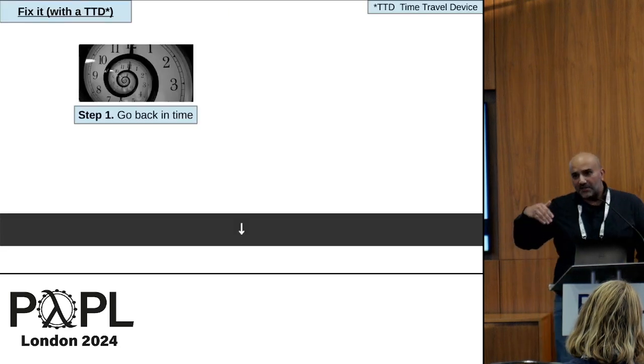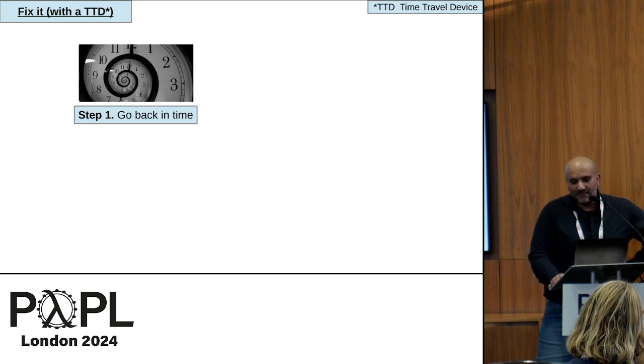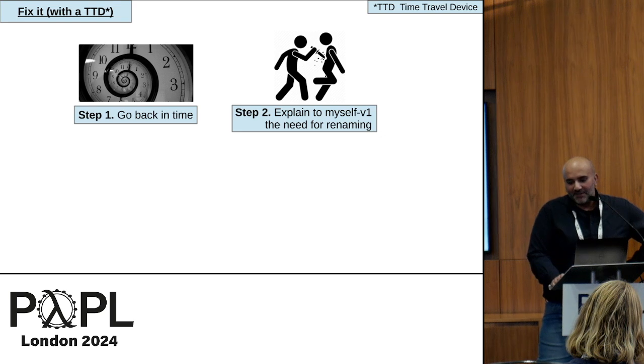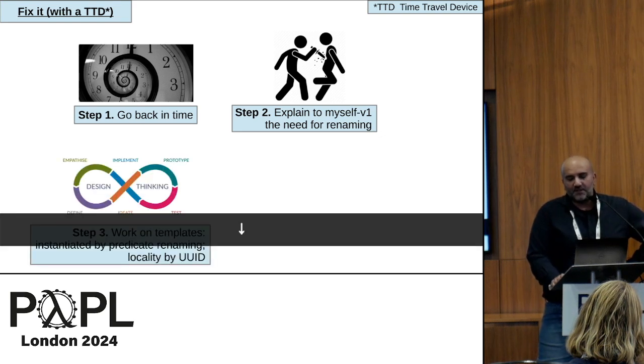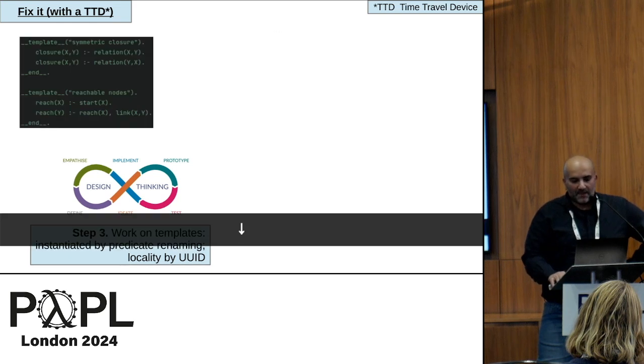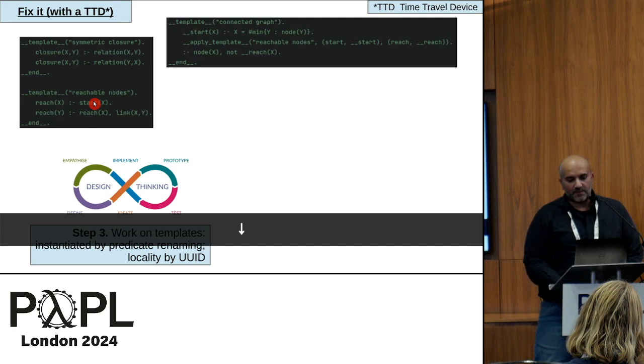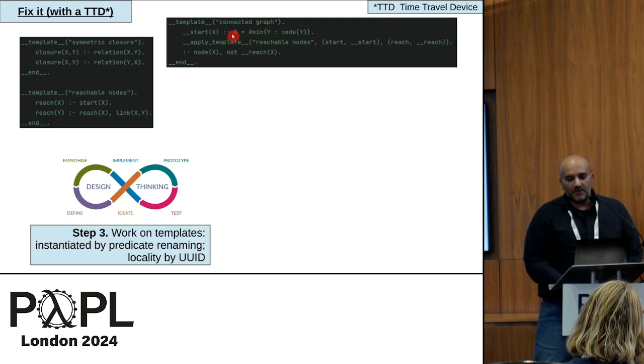So let's go back to the problem of the spanning tree. To fix this problem, you need a time travel device to explain to myself that something is not working, that we need the notion of template, predicate renaming, locality of symbol, and how to obtain this. And then maybe you can come up with some starting templates and say, okay, symmetric closure we already wrote several times, so maybe it's better to define a template. Reachable nodes, why not? We are using it several times. The notion of connected graph: maybe you need a starting node, this is going to be isolated. Then you need the reachable nodes, which you compute from this starting node in a hidden symbol, reach. And then finally you check.